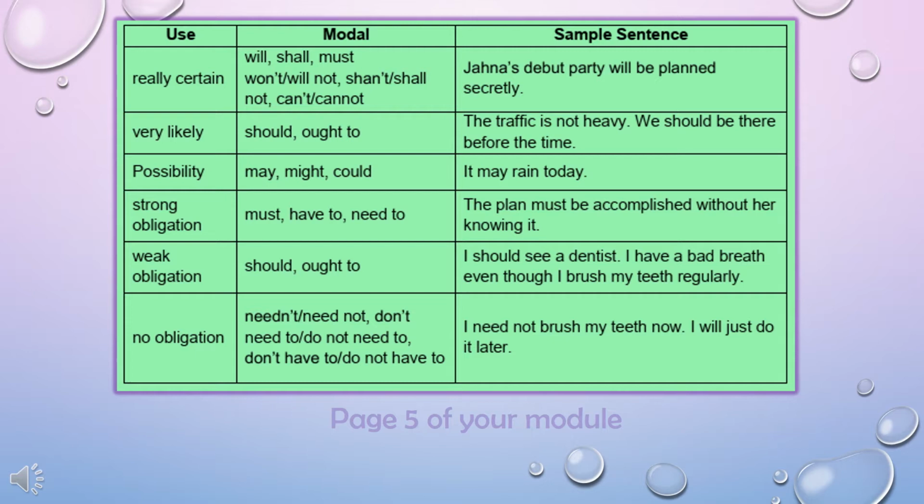Next, modal needn't or need not, don't need to, do not need to, don't have to, or do not have to, which mean no obligation. In our sample sentence, I need not brush my teeth now. I will just do it later. So if you notice, the first sentence uses need not as the modal, and it means that the person thinks that she or he has no obligation to brush his or her teeth now.